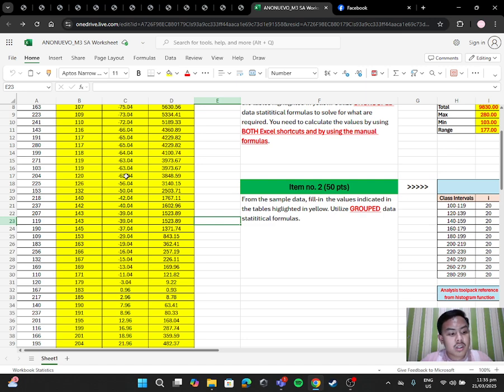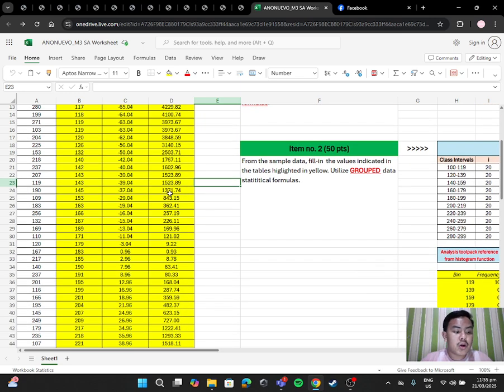Once the mean is determined, compute the deviation of each data point from the mean by subtracting the mean from each value in the data set using equals B6 minus $F$1, where $F$1 contains the mean. This formula is applied to the entire column to get deviations for all values.